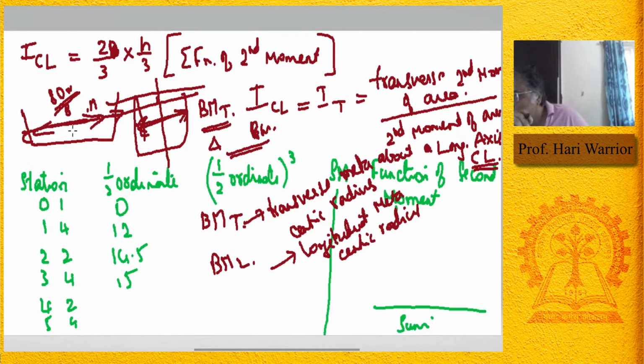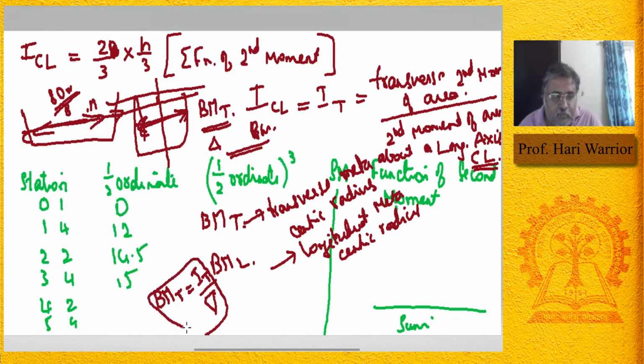So if you want to find the BMT for this problem, how will you find it? It is obviously IT by del. This will give you BMT, which is IT divided by del.